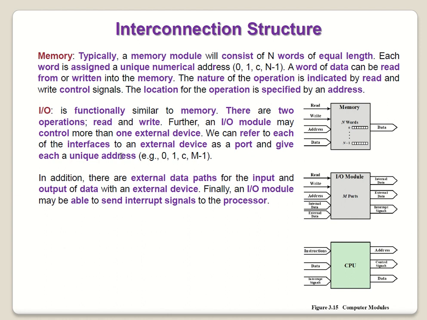You get the idea? So in addition to that, there are external data paths for the input and output of the data with the external device. So the IO module may be able to send an interrupt signal to the processor. Okay, then. So that is the address. Address here represents the address of the ports of the devices. You know, in your system unit, there are many ports and your peripherals are connected to the ports, the port addresses. Okay, fine.